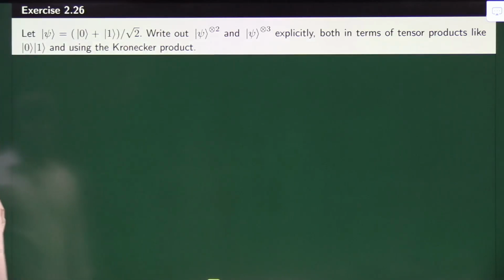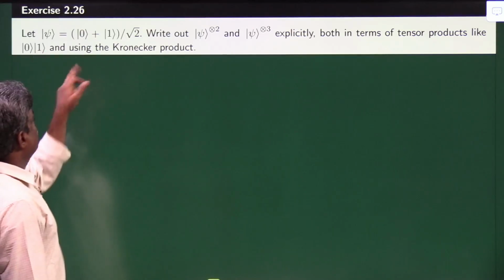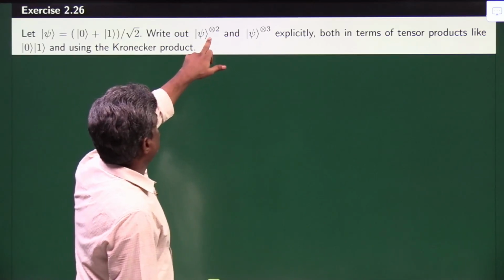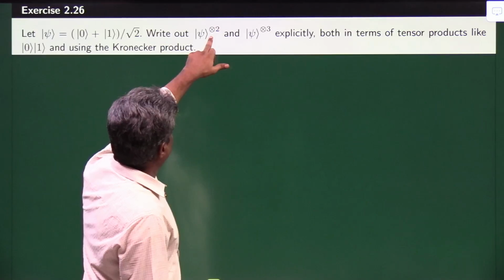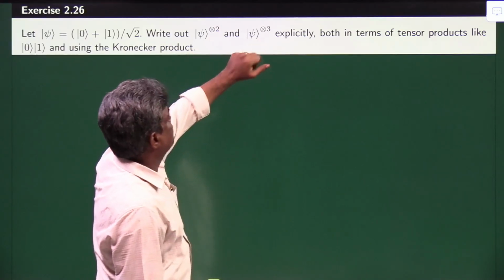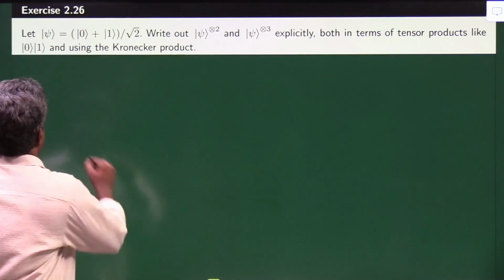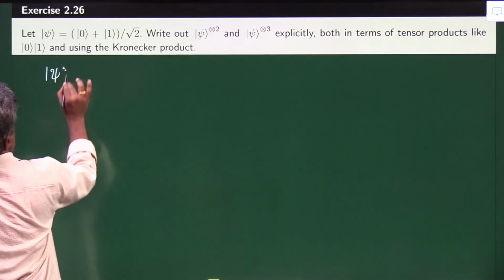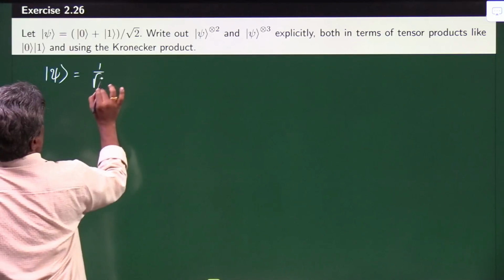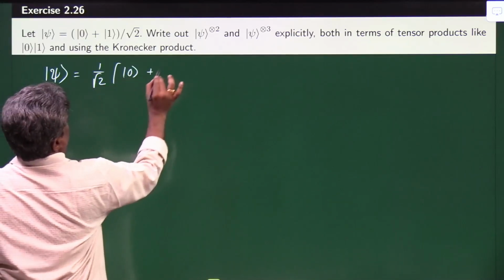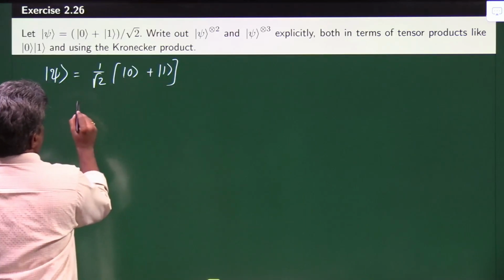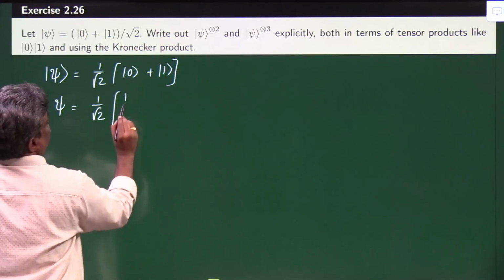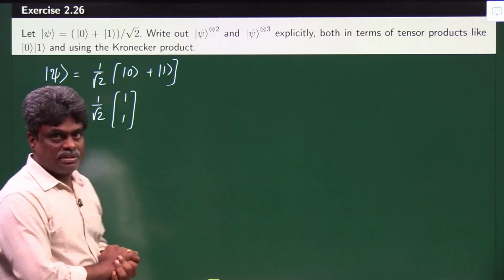And this is our next question. They have given psi, which is a linear combination of two computational bases, and they are asking to find the tensor product of psi, 2 times and 3 times. Okay. So here we have a computational basis, 0 and 1, psi equal to 1 over root 2 times ket 0 plus ket 1. We can write this in matrix form as 1 over root 2, just take the coefficients 1, 1. So this is our psi.